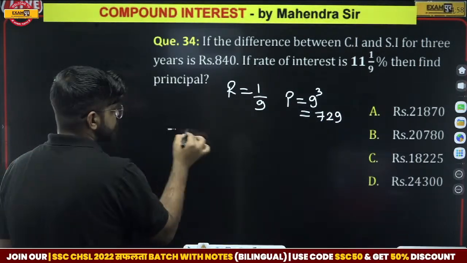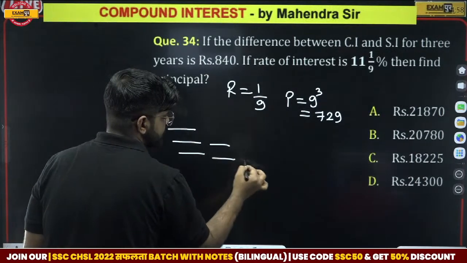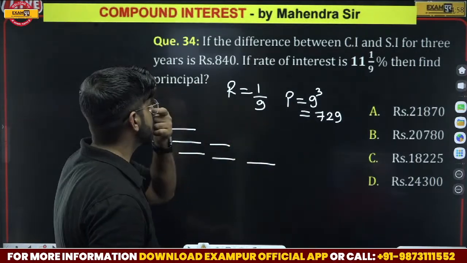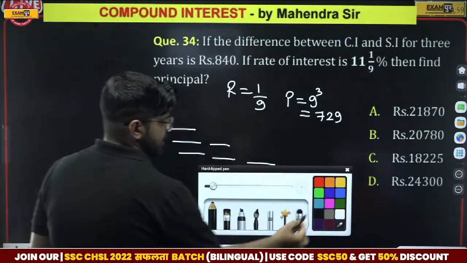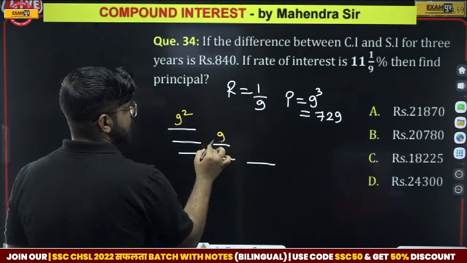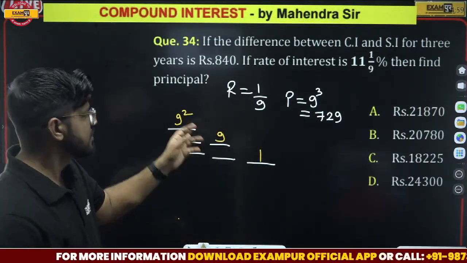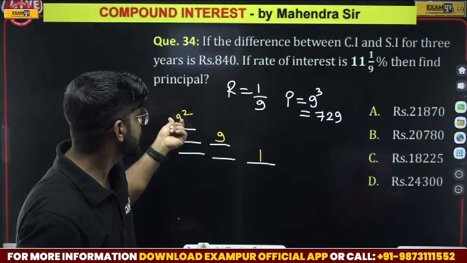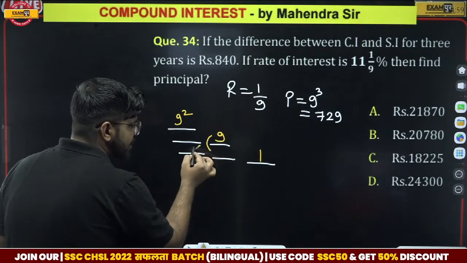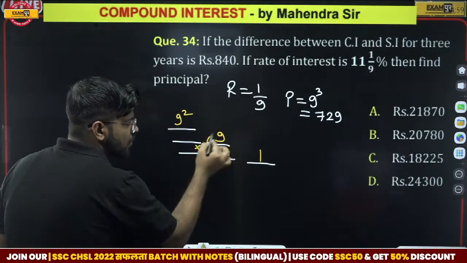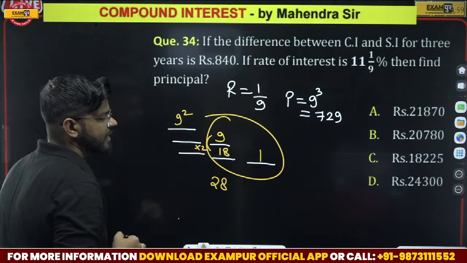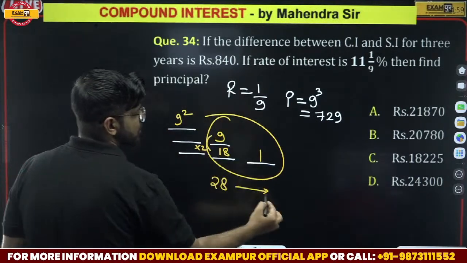So here is the slab. We have to calculate on only these slabs because it is the CI minus SI. This is the difference, which is equal to 840. Okay, let's solve. So 1 by 9 of this, it is 9 square. This will be 9 and this will be 1. Again, 1 by 9 of this is 9. Here you have to double it, that means 18. And overall it will be 1 plus 9 plus 18, 28 will be there. So 28 is actually 840.